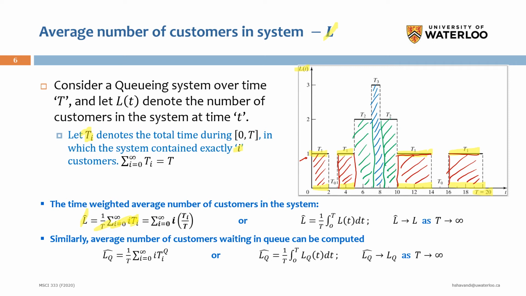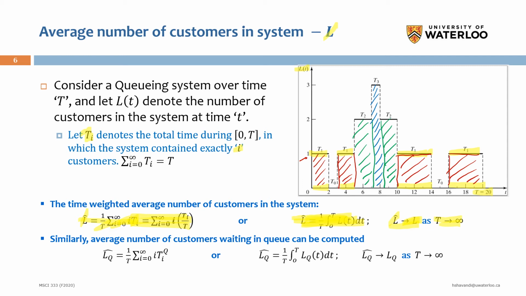Okay, so when we multiply the i by Ti, actually we are taking the area under L(t), right? As you see here. So because of that, here we have L hat as 1 over T, an integral from 0 to T of L(t) dt. So this means the area under L(t) divided by T, that will be the L hat as well. Okay, so these two equations are equivalent. And when T goes to infinity, then L hat will approach L as the measure for the long term.